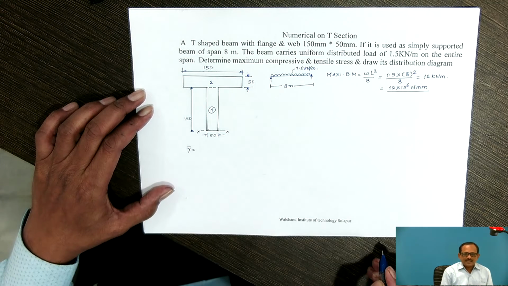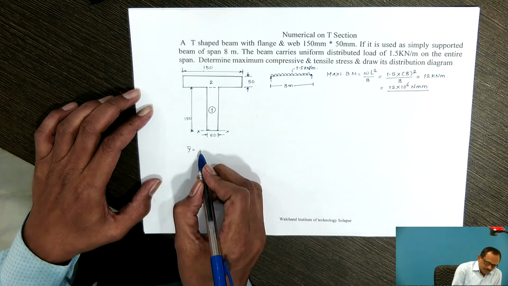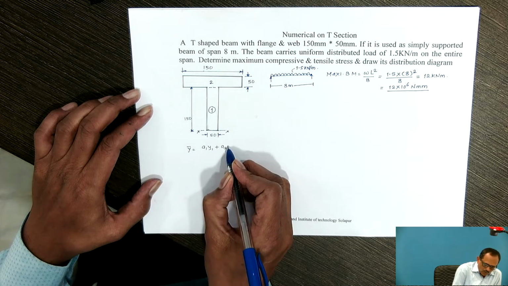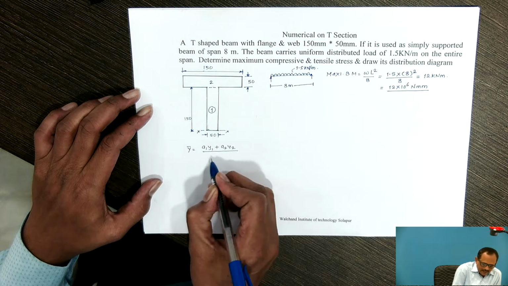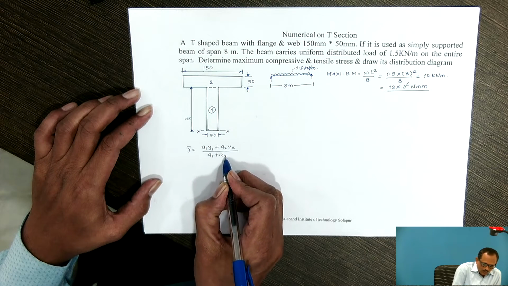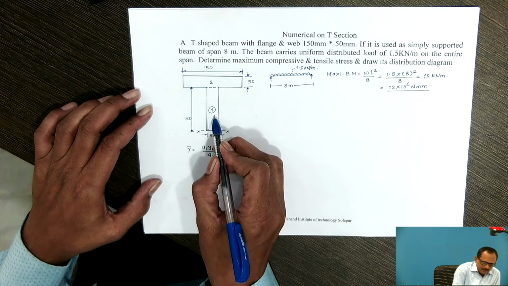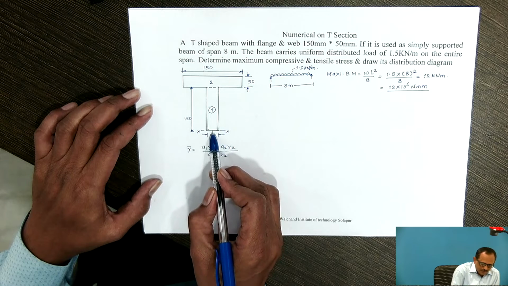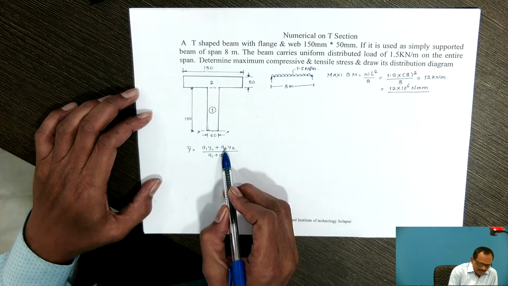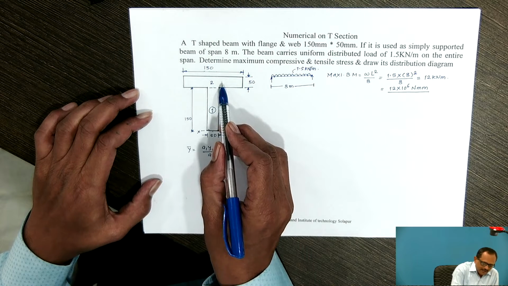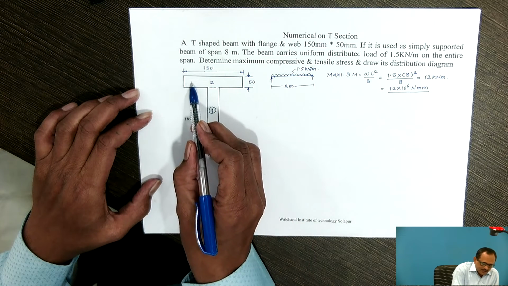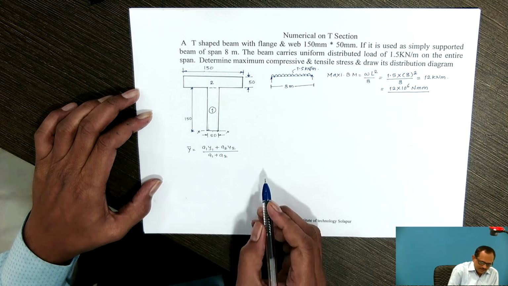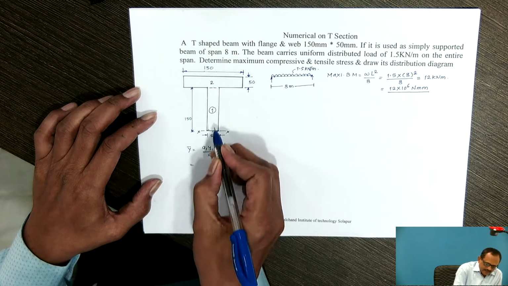So, taking reference as the bottom face, y bar will be equal to A1 y1 plus A2 y2 divided by A1 plus A2, where A1 is the area of this web portion, y1 is the distance of the CG of this portion 1 from the bottom edge. Similarly, A2 is the area of this flange and y2 is the distance of the CG of this flange from the bottom edge.